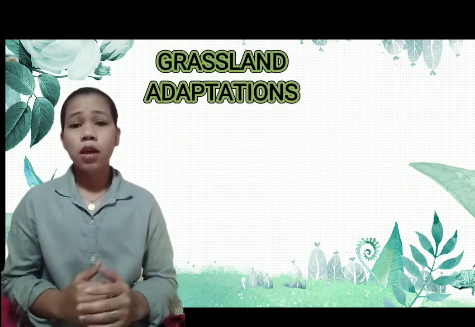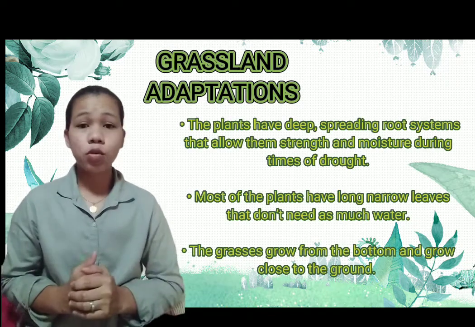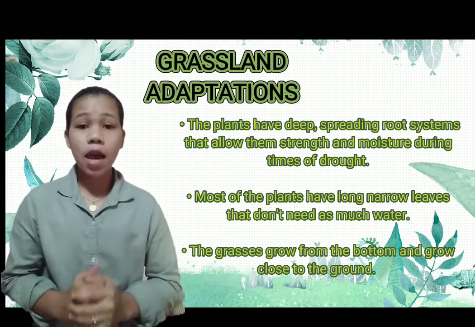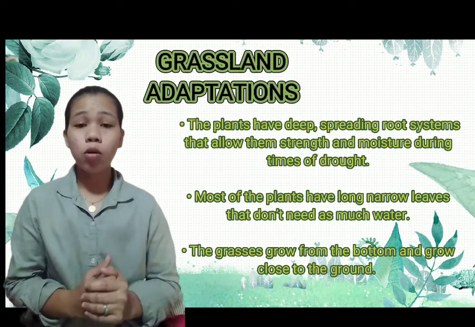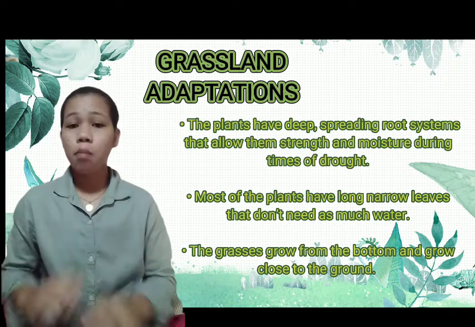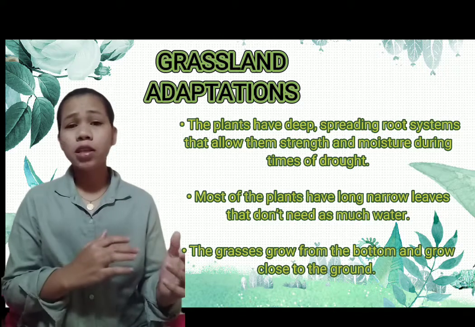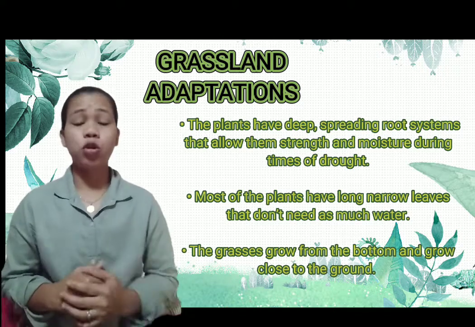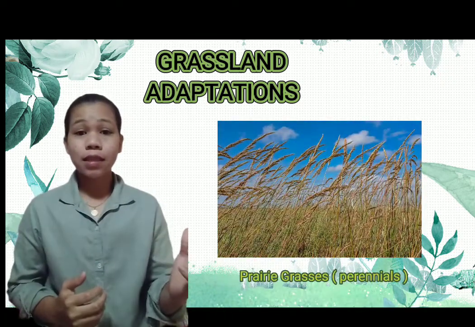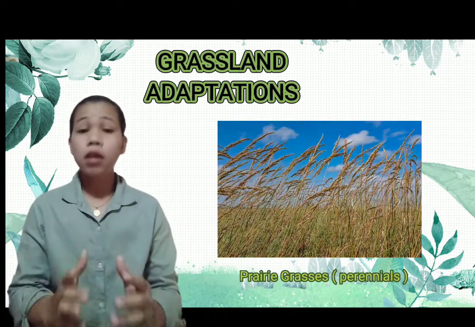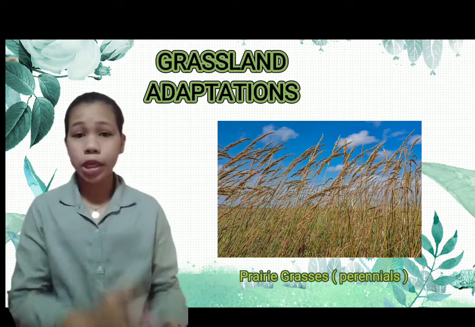Second, grassland adaptations. The plants have deep, spreading root systems that allow them strength and moisture during times of drought. Most of the plants have long, narrow leaves that don't need as much water. The grasses grow from the bottom and grow close to the ground. For example, prairie grasses are perennials, meaning they survive from year to year.